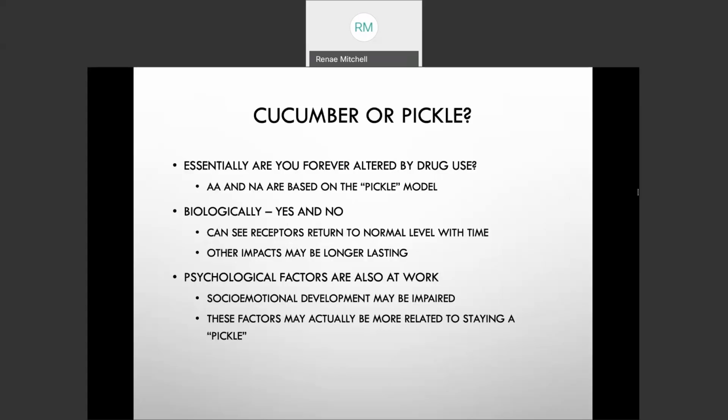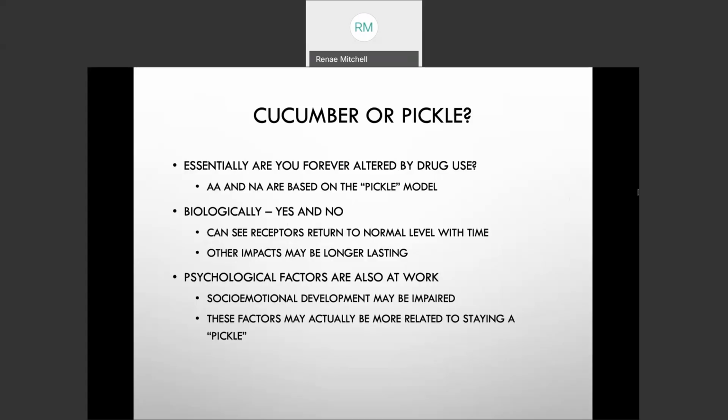From a biological perspective, there's debate here. There's some evidence that things can get back to normal over time. There are certain receptors that, in the presence of massive amounts of drug use, are depleted and shrunk because the body's adapting. Then after drug use stops, over time, the receptors return to normal. But there are other impacts that may be far longer lasting, particularly in the way we metabolize different substances in the body.